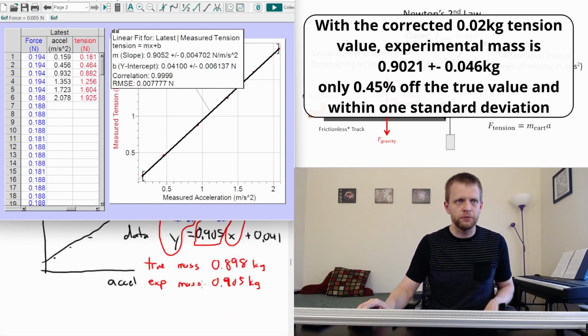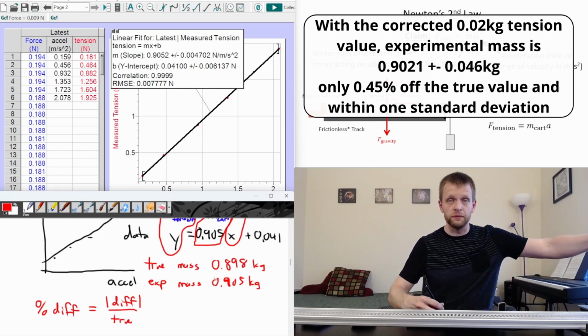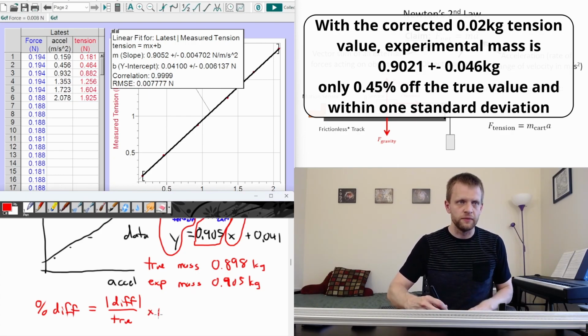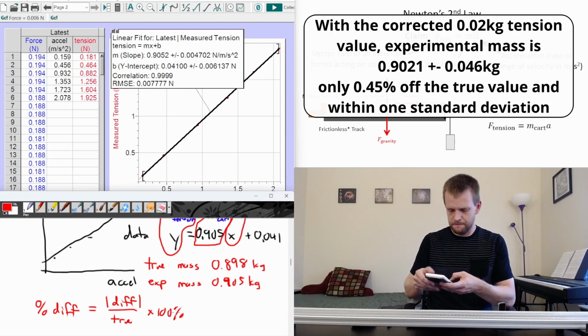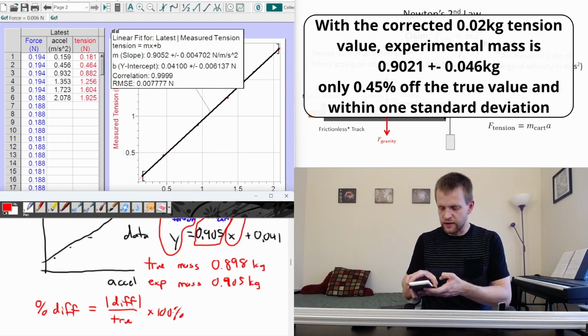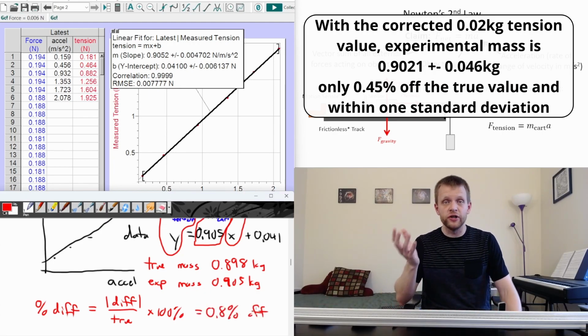If we were to do a percent difference calculation, we take the magnitude of the difference in those two values divided by the true value. We'll take the mass that I got from the scale, which is probably the more reliable one, and then multiply by 100%. So 0.905 minus 0.898, divide by 0.898, and multiply by 100. It's less than 1% off. It's about 0.8% off. That's pretty good accuracy.